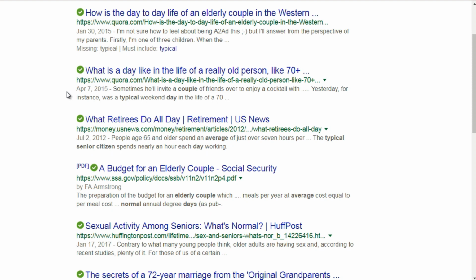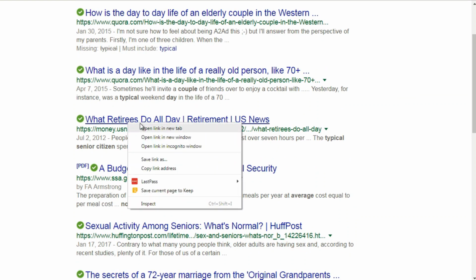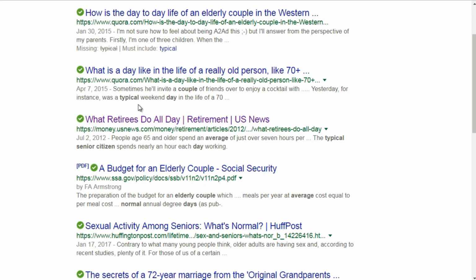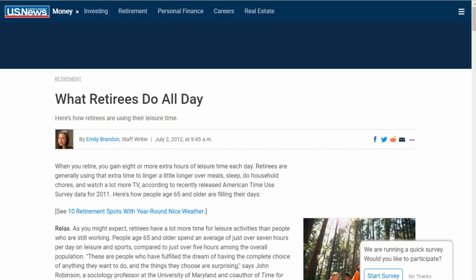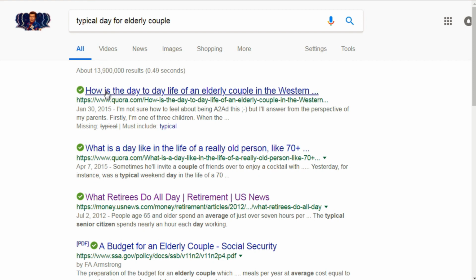So if we scroll down here, it says what retirees do all day, right? You could even type in what young married couples do all day, or what fathers of big families do all day. So let's scroll up here. Opening up that, this one is how is the day-to-day life of an elderly couple in the Western Hemisphere? Or what is a day like in the life of a really old person like 70 plus?